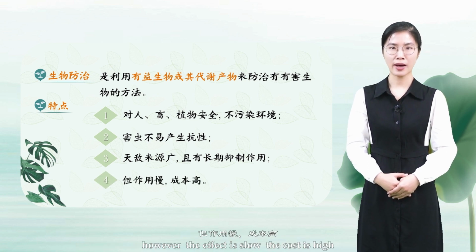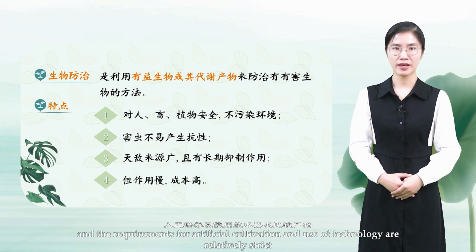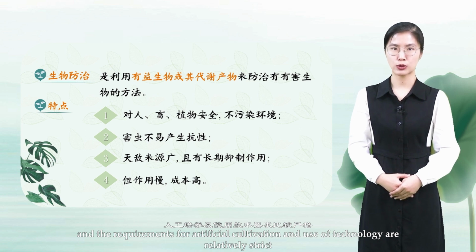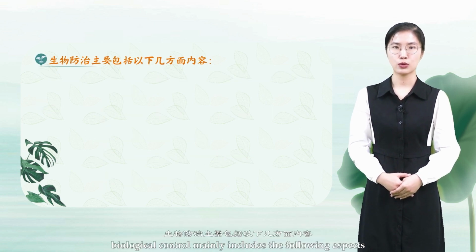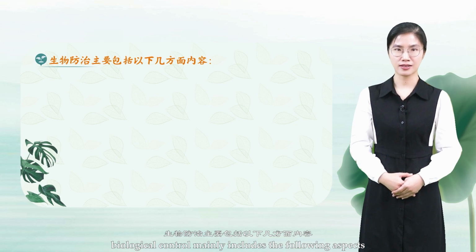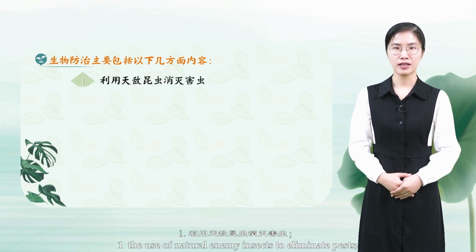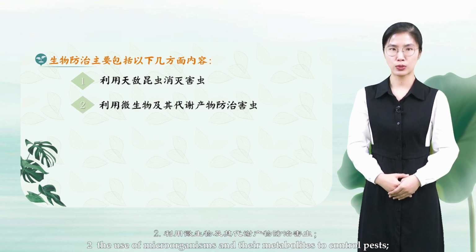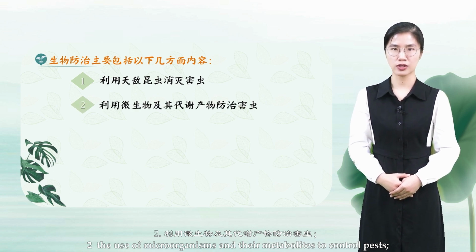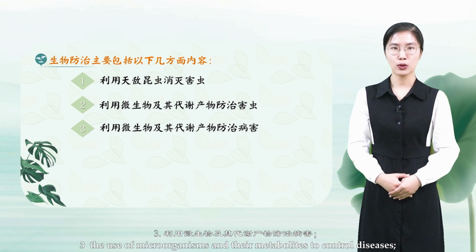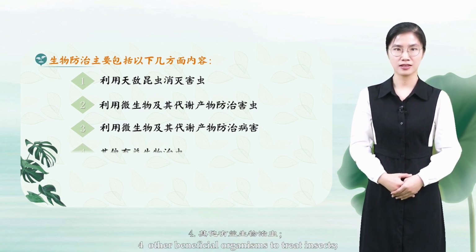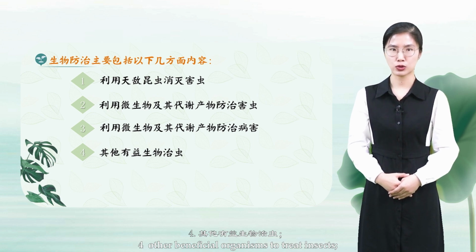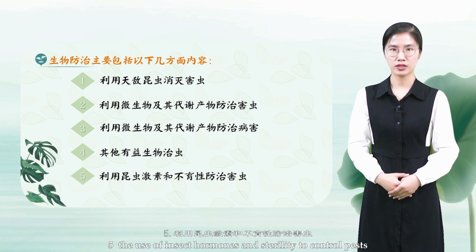However, the effect is slow and the cost is high, and the requirements for artificial cultivation and use of technology are relatively strict. Biological control mainly includes the following aspects. 1. The use of natural enemy insects to eliminate pests. 2. The use of microorganisms and their metabolites to control pests. 3. The use of microorganisms and their metabolites to control diseases. 4. Other beneficial organisms to treat insects. 5. The use of insect hormones and sterility to control pests.